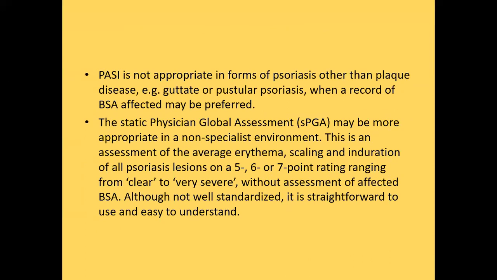PASI score is not appropriate in forms of psoriasis other than plaque disease, for example, guttate or pustular psoriasis, when a record of body surface area is sufficient. In general practice, physician global assessment may be more appropriate. This is a rough estimation of erythema, scaling, and induration in a 5, 6, or 7 point rating score, which is labeled from clear to very severe, without the assessment of body surface area. This score is not a standardized score, but it's straightforward and easy to use and understand.